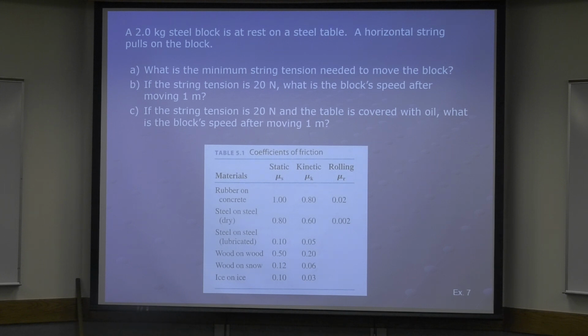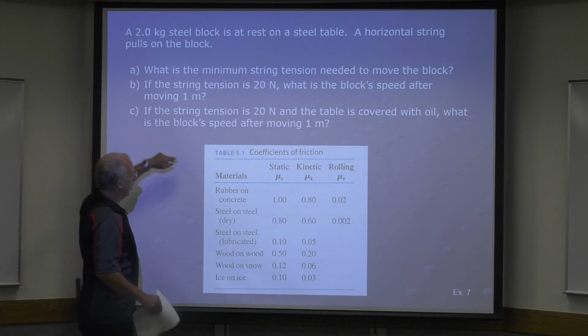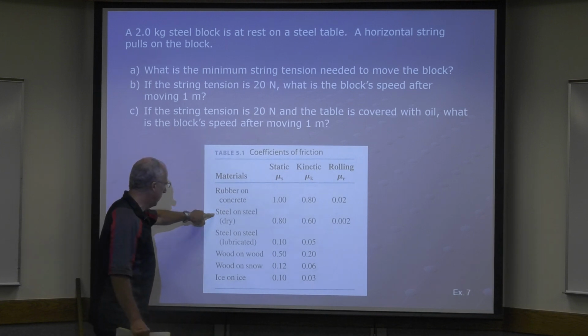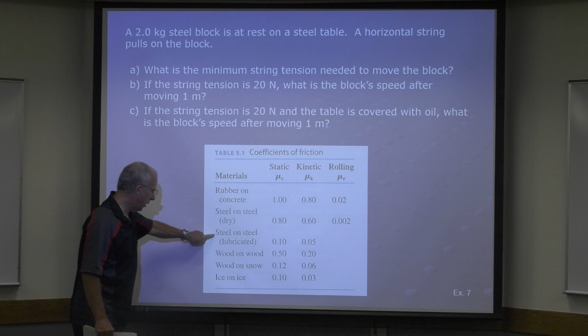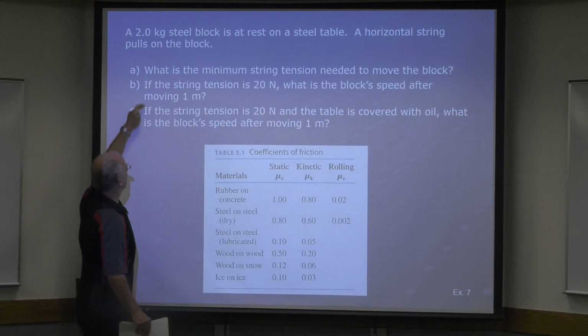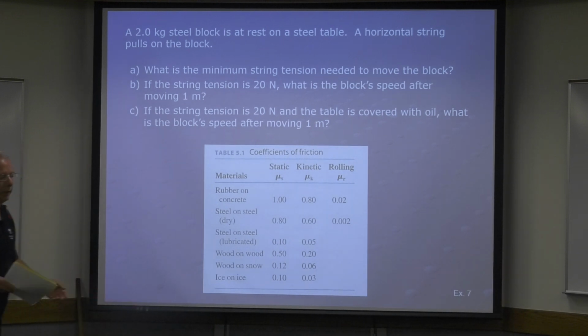Oh, golly, that's kinematics. If the string tension is 20 newtons and the table is covered with oil, what's the block speed after moving a meter? So what's the difference between B and C? Well, B is steel on steel, right? C is steel on steel lubricated. So the only difference between this one and this one is just the coefficients of friction. All right, this doesn't sound so bad.